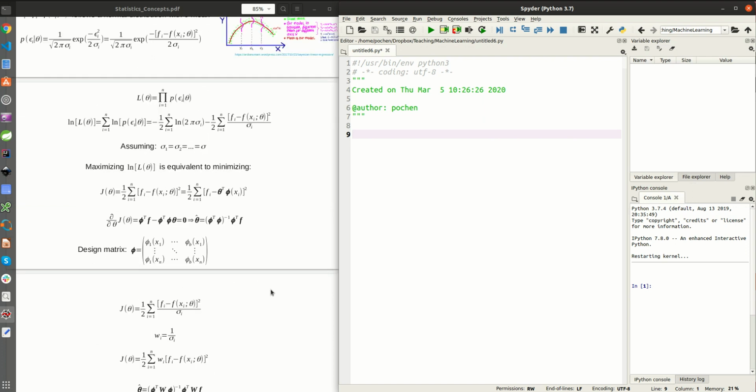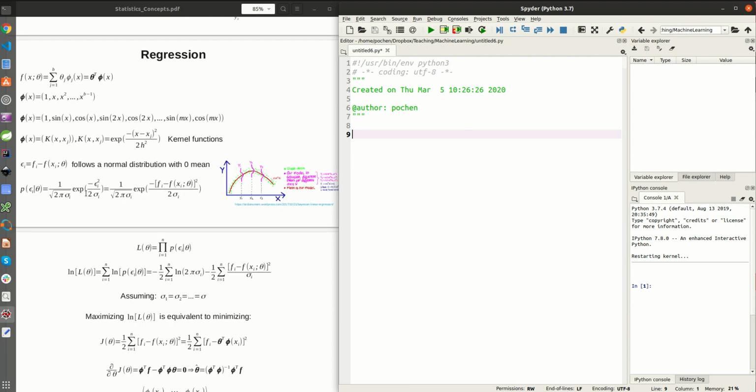But now let's switch to a different basis function. We're going to use Gaussian kernel functions. Basically the kernel functions are the Gaussians centered around all the locations of the training data, with a fixed width given by h. So if we have 50 training data examples, then we're supposed to have 50 kernel functions.